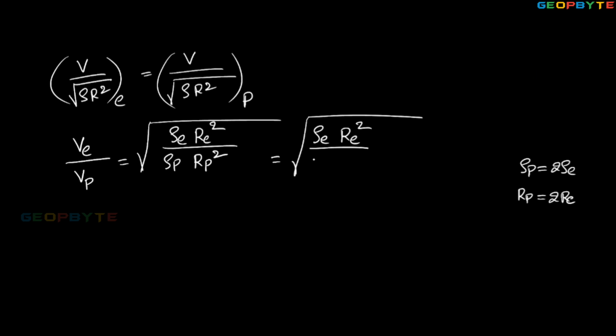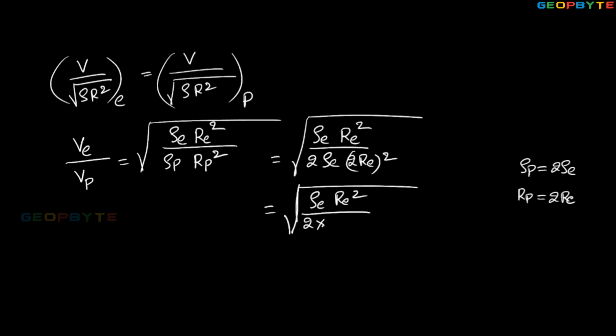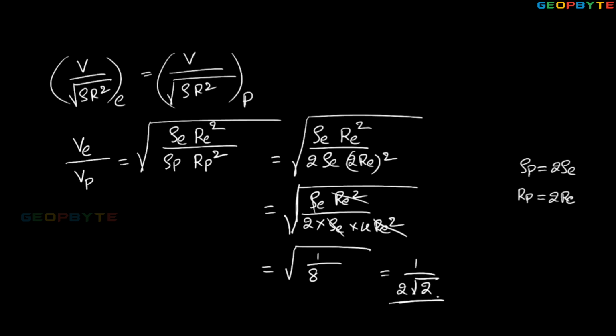Let us substitute 2 rho e into 2 re whole square. Now you simplify it. It is equal to rho e into re whole square divided by 2 into rho e into 4 into re square. This re square cancelled, rho e cancelled. Finally, it is equal to 1 by 8. 1 by 8 can be written as 1 by 2 root 2. That is the ratio between the escape velocity at Earth divided by escape velocity at the planet.